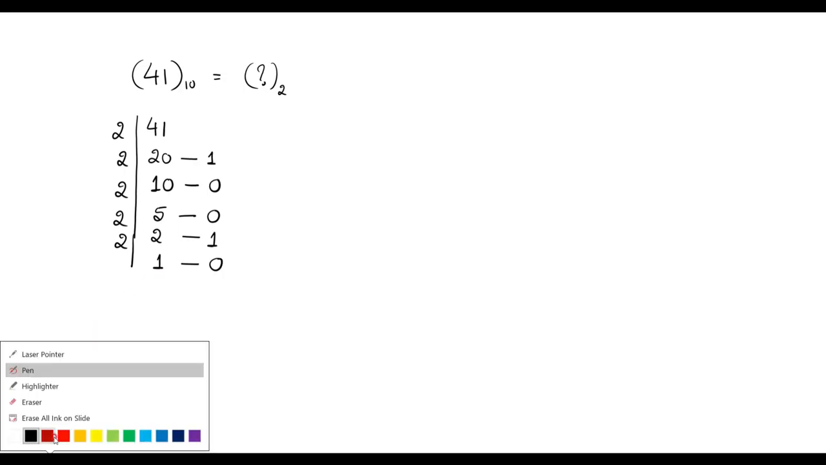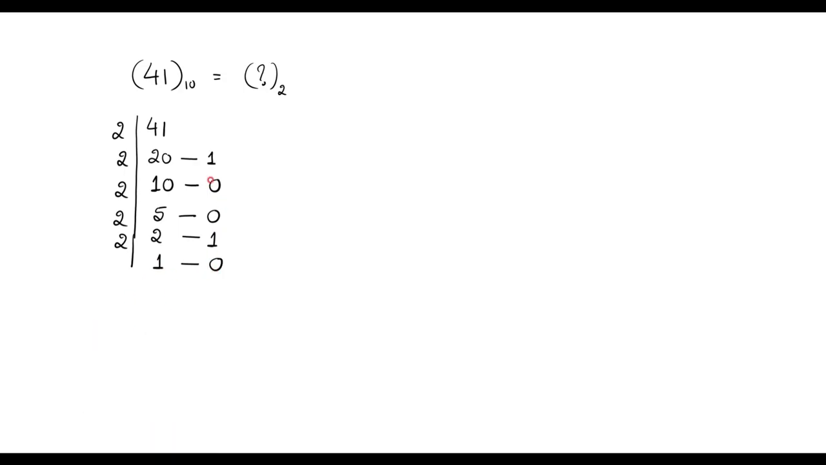Now we need to write these remainders in bottom to up fashion. That is, in this order we need to write. That is 1 0 1 0 0 1. Therefore 41, which is in decimal, is equal to 101001. So this is the binary equivalent of the decimal number 41.